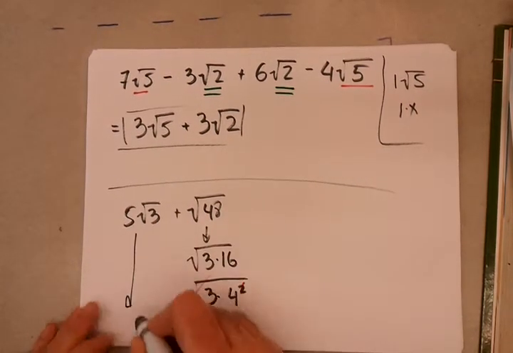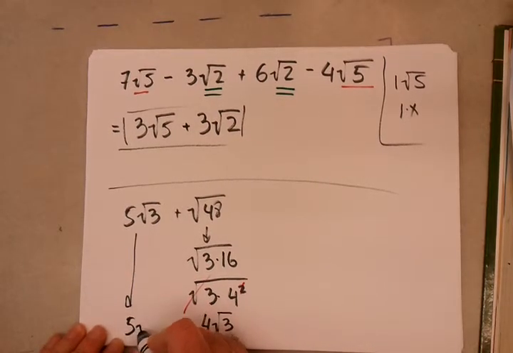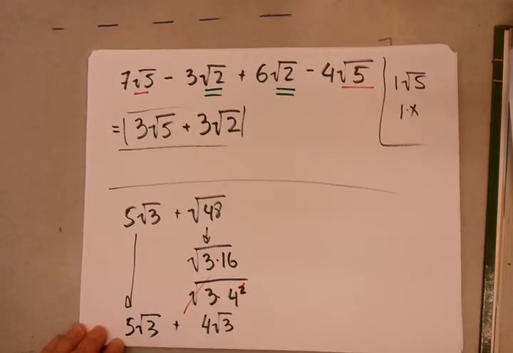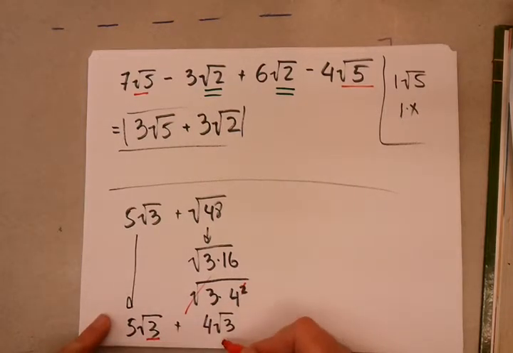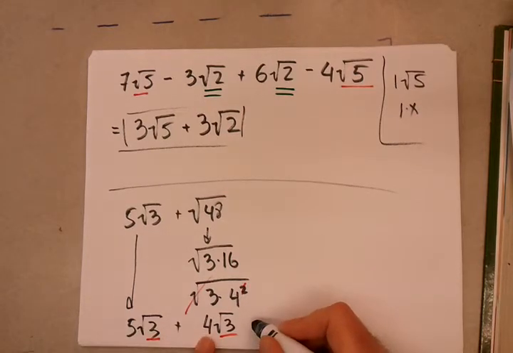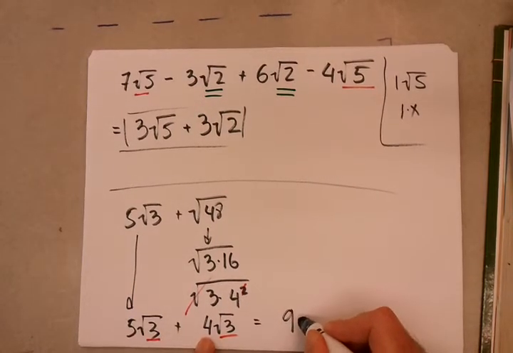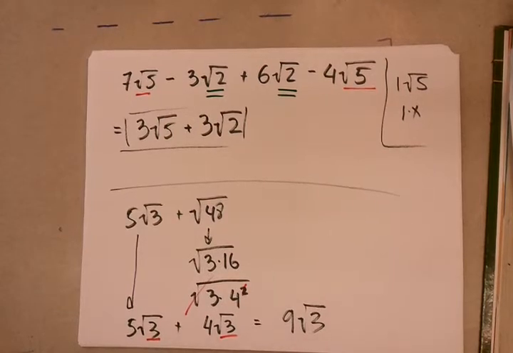If I bring this down, now I have a situation like this, and here I have the same root. So I can combine these like terms, which is 9 root 3. So again, you treat the different roots as if they were variables, and any of the same roots you can combine just like you can combine like terms.